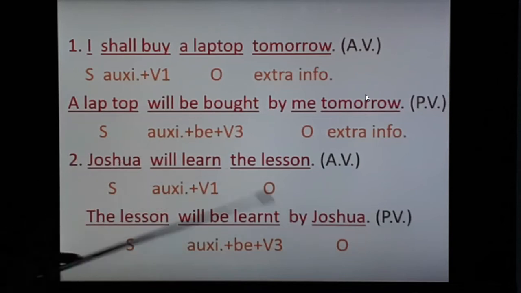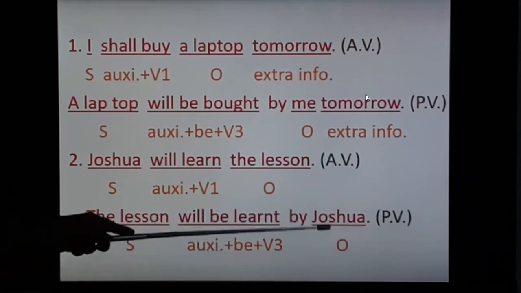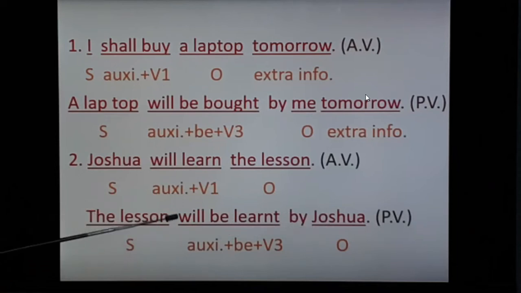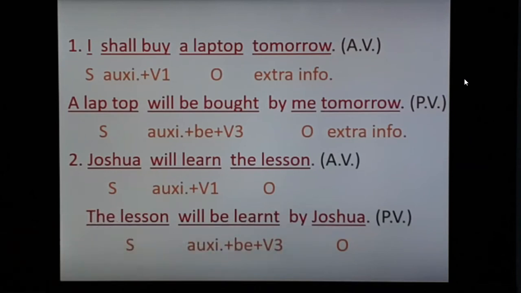Same you have to write. So here Joshua is mentioned. So the lesson, subject; will, auxiliary verb; be you have to put because we are framing passive voice in simple future tense. Then learned, V3 form, by and Joshua, that is an object. So this is passive voice.